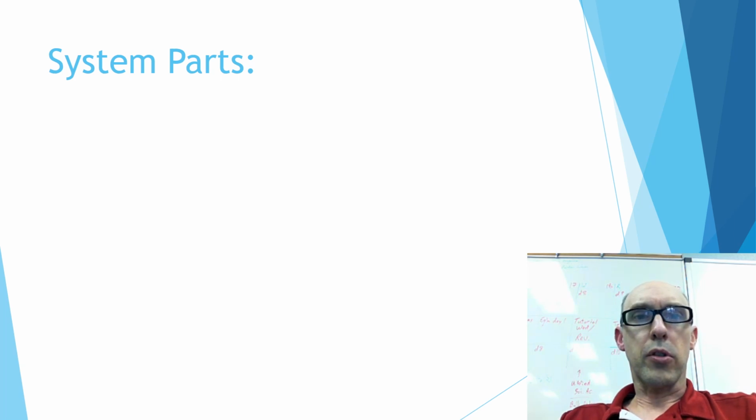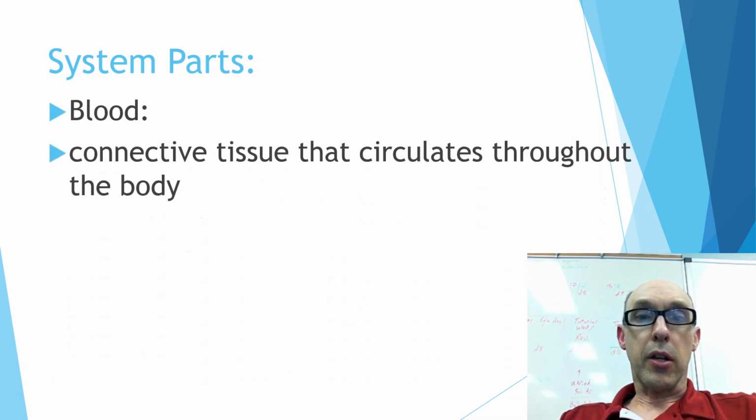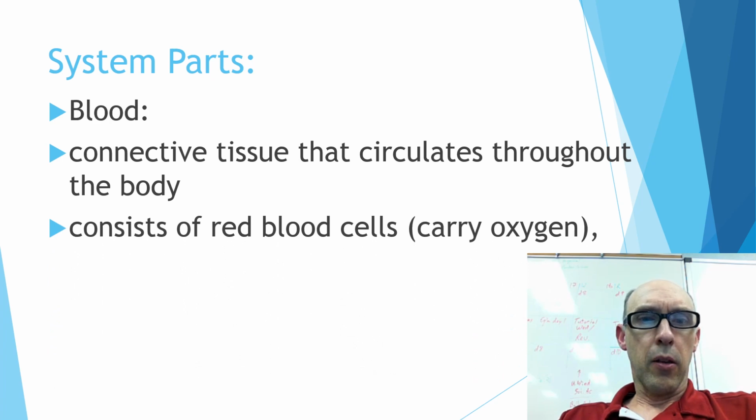So the different systems or parts of the system for our circulatory system, we're going to start off with the blood itself. So the blood is connective tissue that moves throughout your entire body. And there are 4 major parts. It consists of the red blood cells, which carry oxygen. And when there's oxygen attached, they're a nice red color. And when there isn't oxygen attached, they're more of a blue color.